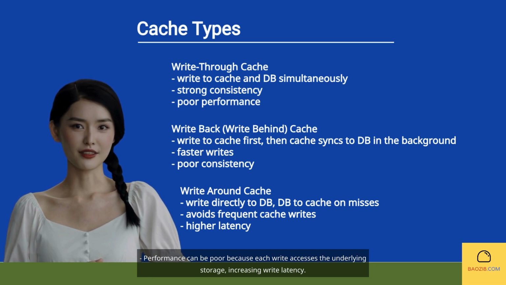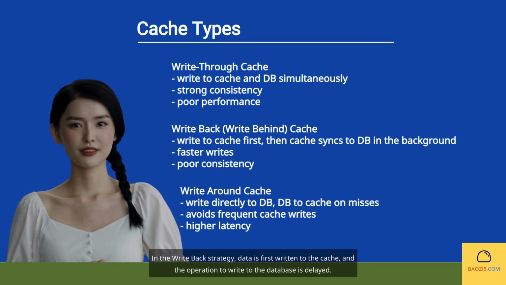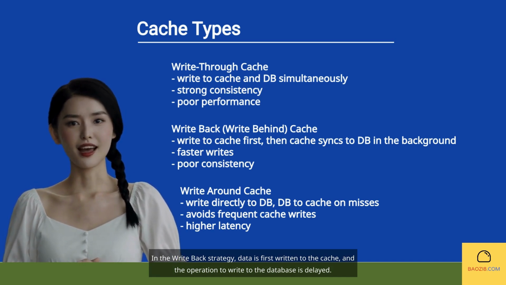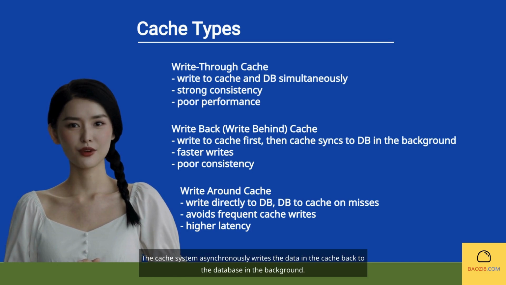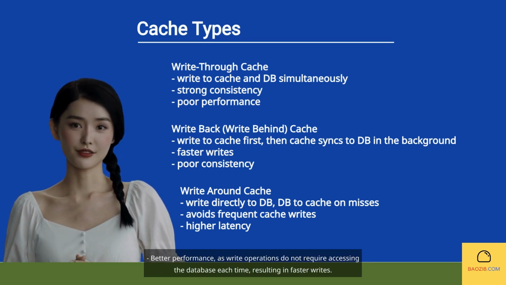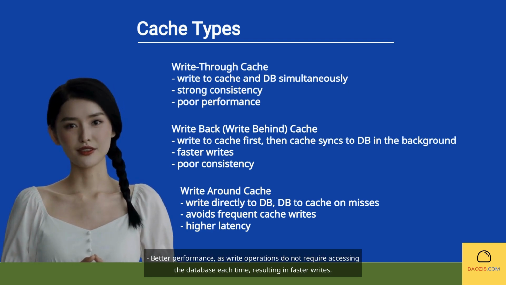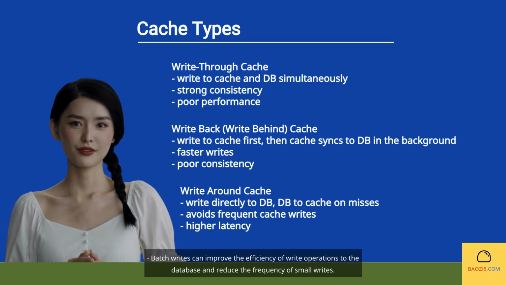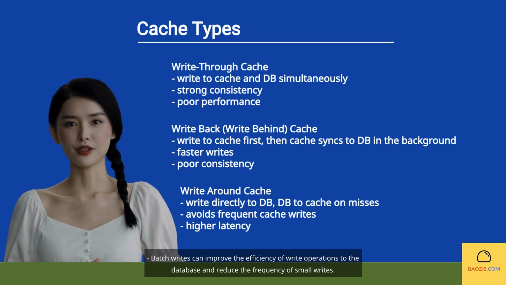In the write-back strategy, data is first written to the cache and the operation to write to the database is delayed. The cache system asynchronously writes the data in the cache back to the database in the background. Advantages: better performance, as write operations do not require accessing the database each time, resulting in faster writes. Batch writes can improve the efficiency of write operations to the database and reduce the frequency of small writes.